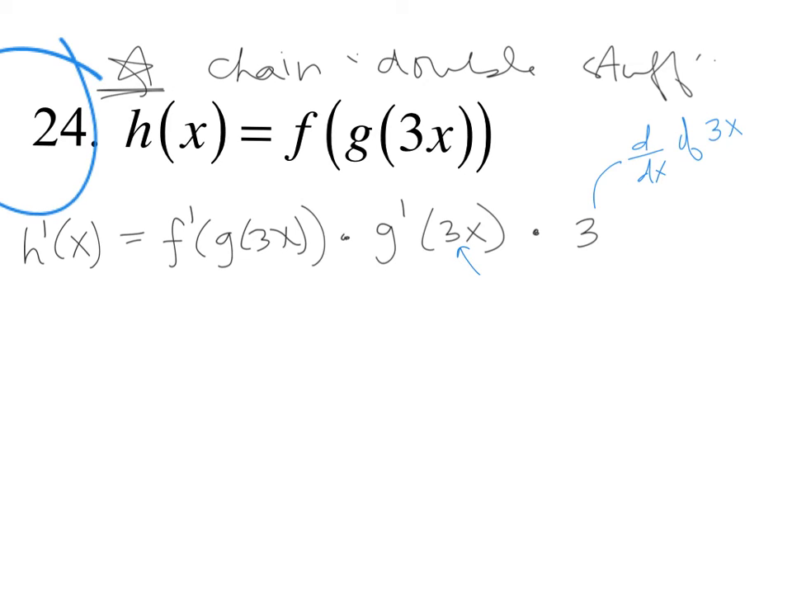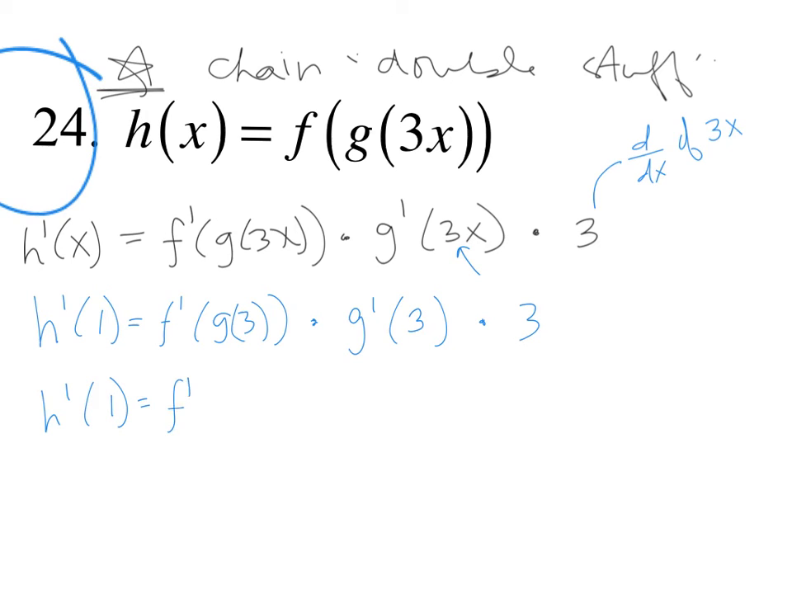And now we plug in, so we are finding h prime of 1, so h prime of 1 equals f prime of g of 3 times 1, so g of 3, times g prime of 3, because 3 times 1, times 3. And h prime of 1 is equal to f prime of g of 3 is 2, so f prime of 2. G prime of 3 looks like it's negative 2.